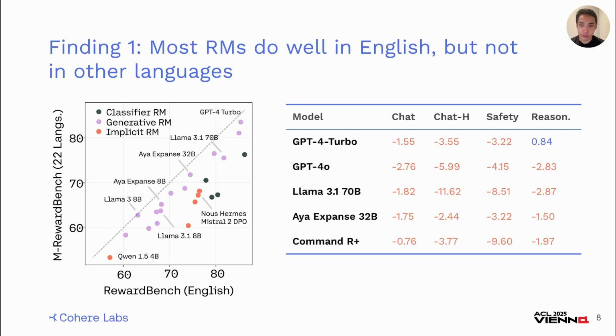Moreover, we also pick some well-known models and check the delta in performance across different subsets, and it's shown in the table on the right. Here, we see that overall, even for models like GPT-4 Turbo, there is significant performance degradation all throughout these subsets. So again, there's definitely still a long way to go to improve RM performance on a diverse set of languages, and it's good that our benchmark allows us to track this progress further.